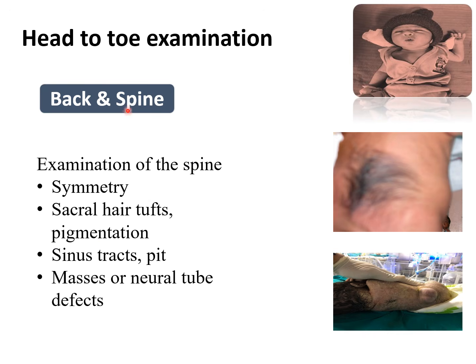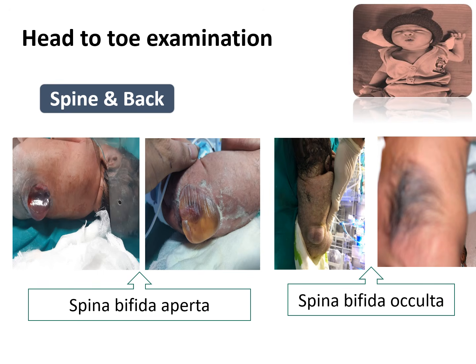After the abdomen, the back and spine should be examined for symmetry, any visible pigmentation, hair tuft, pit or sinus tract, which suggests the patient may have spina bifida, or any visible mass or swelling, which suggests the patient has either a neural tube defect or some other mass. So here in this image you can see this is a hair tuft over the sacral area, and here you can see the swelling present over the sacral region. So these two are images of spina bifida aperta.